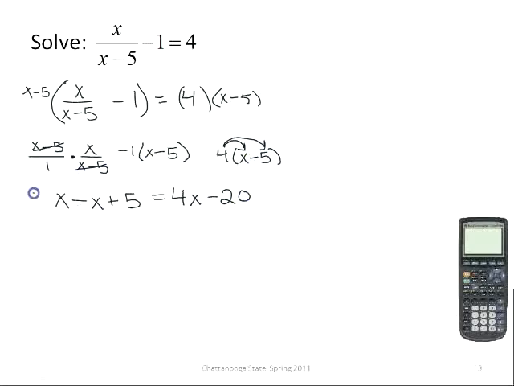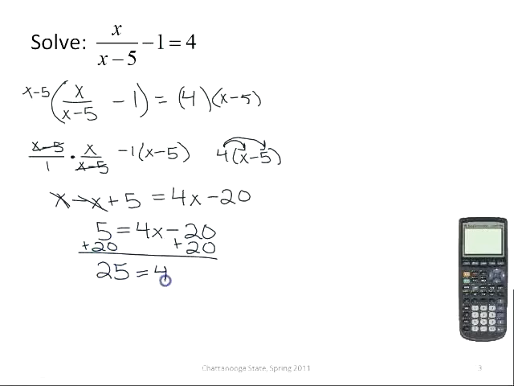Now, I solve this equation. The x minus the x collect together to leave me with just 5 on the left side of the equation. 5 equals 4x minus 20. So to solve this, I need to add 20 to both sides. So that'll give me 25 equals 4x, and then divide by 4. So 25 over 4 is my solution.